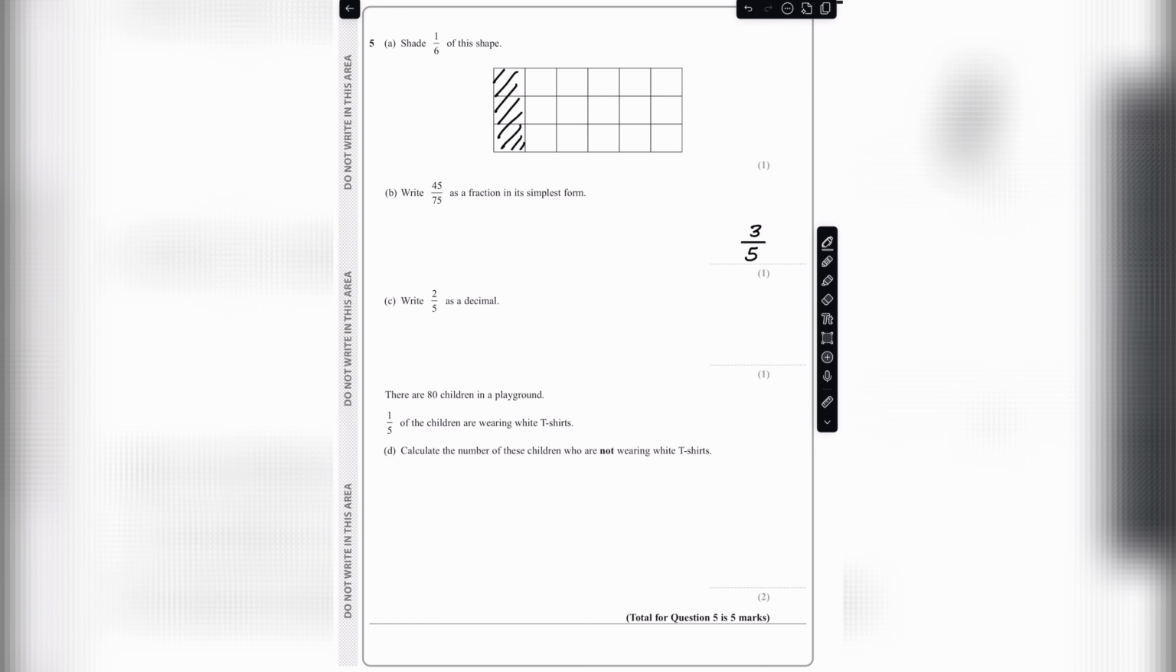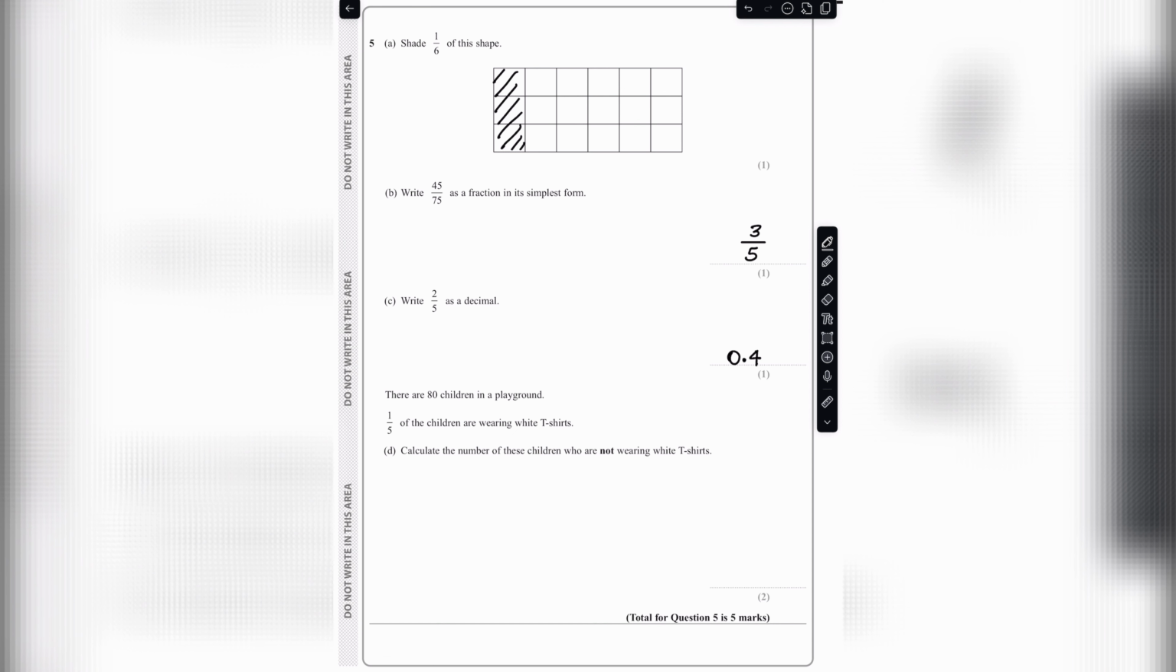In the next part of this question, we are told to write 2 over 5 as a decimal. So if you put 2 over 5 into your calculator and convert that into a decimal, you get an answer of 0.4.